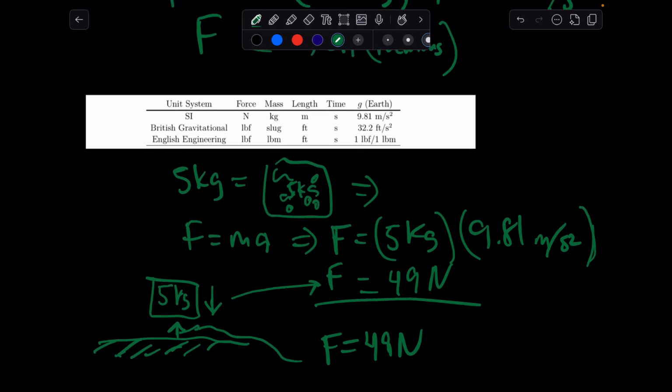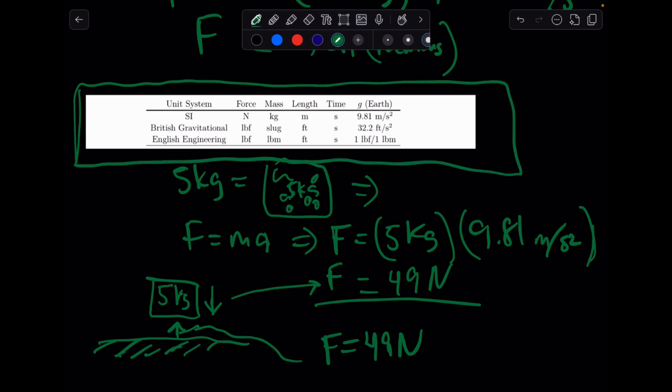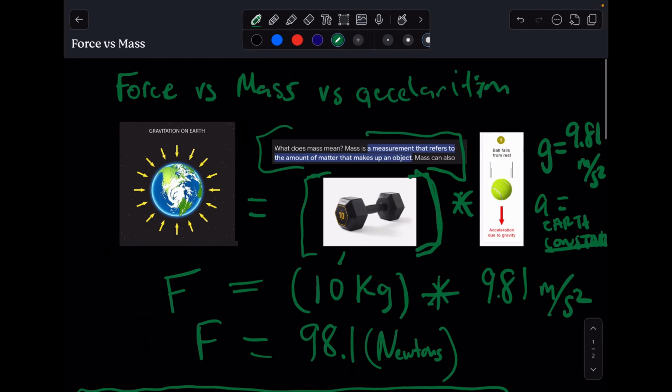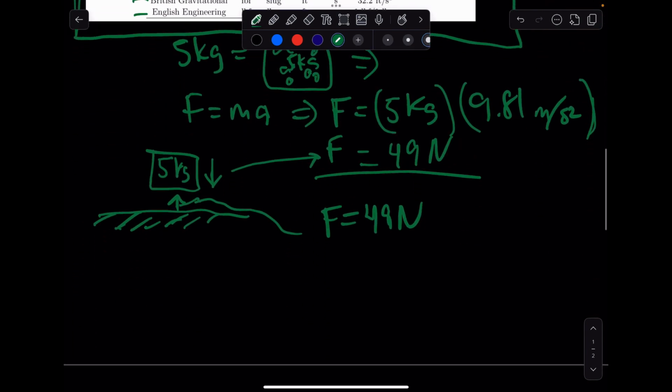I suggest you guys play around with this little table here to get familiar with other units of force, mass, and time that we have. For example, I like using the SI unit because it's very simple. It's the most commonly used around the world, I believe. But you guys should also get used to these other unit systems because you might live in an area where you use that system. And let's summarize real quick.